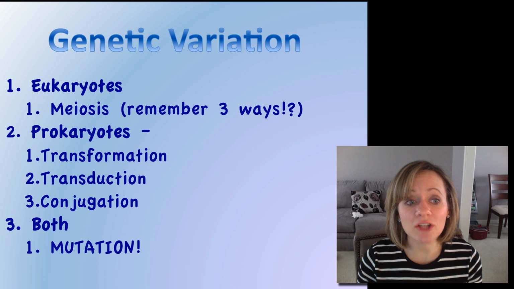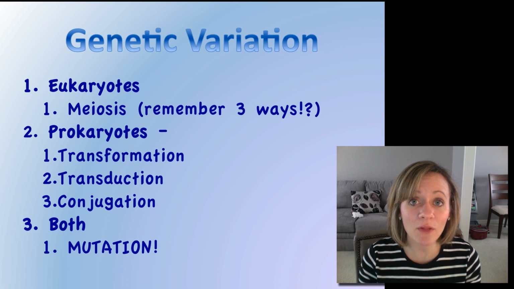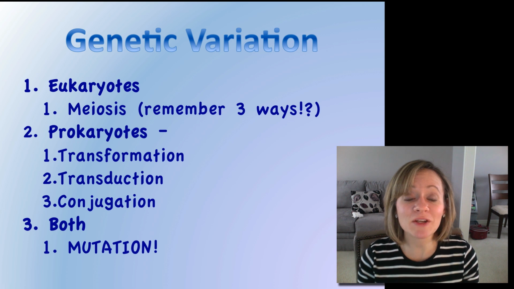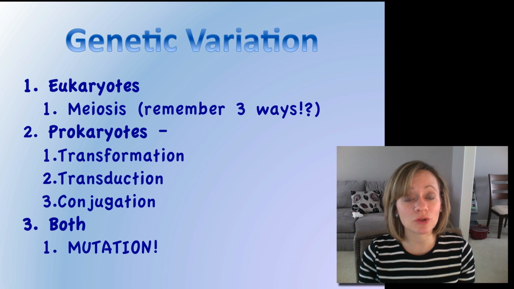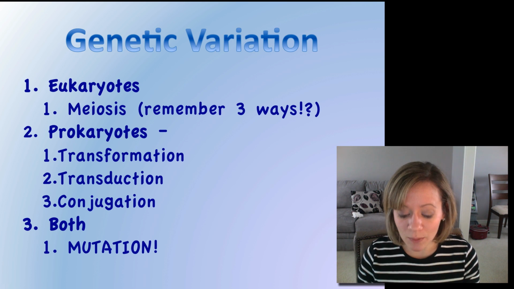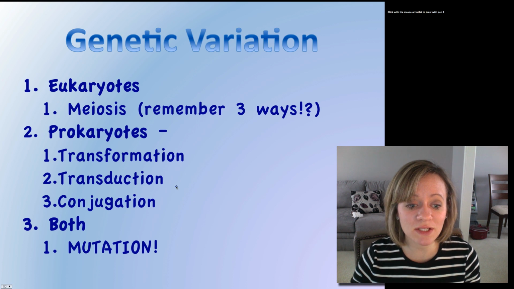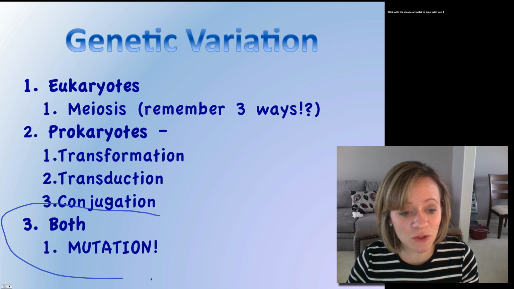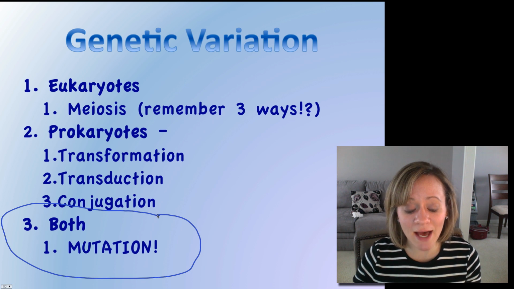Okay, how do we get genetic variation? We already spent a lot of time looking at eukaryotes and how they get genetic variation, especially in meiosis. So jot down those three ways. Remember, two of them happened during meiosis, and one of them actually happened after meiosis. Now, in prokaryotes, there are three distinct modes of variation, and we're going to look at those in a second. But down here, this third one is so important to keep in mind. I'm not going to mention it the rest of the video, so jot it down.